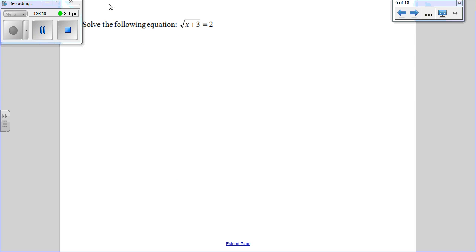Solving radicals. There's a bunch of different solving radical type questions. This is one where you only have one radical sign. If you only have one radical sign, to be able to solve it, you need to get the radical by itself. In this case, the radical is isolated. It's by itself, and then everything else is on the other side of the equal sign.